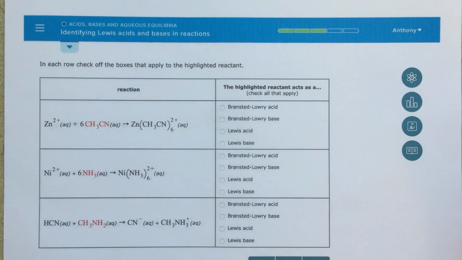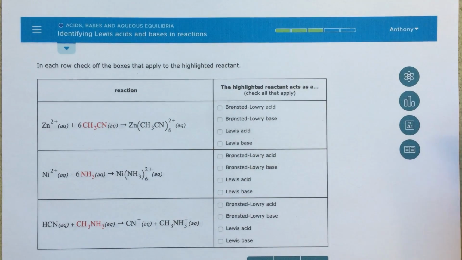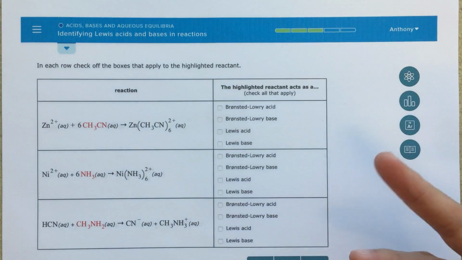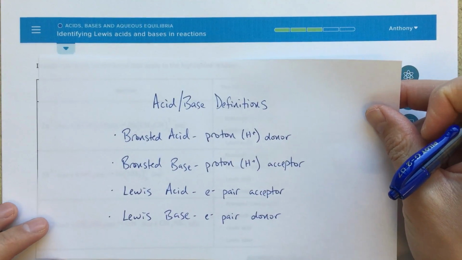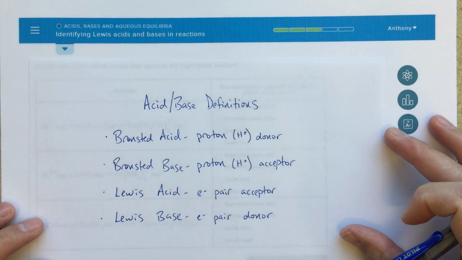All right, class, so this is an ALEKS topic called identifying Lewis acids and bases in reactions. And before we can do this topic, really what we need to do is go over the different definitions. So here are my acid-base definitions.